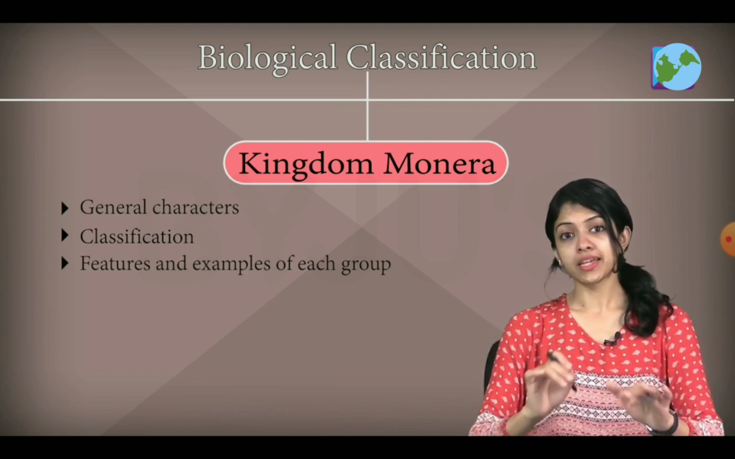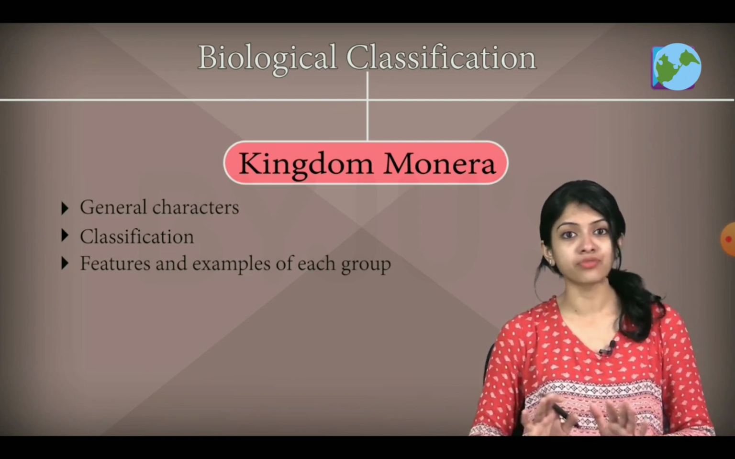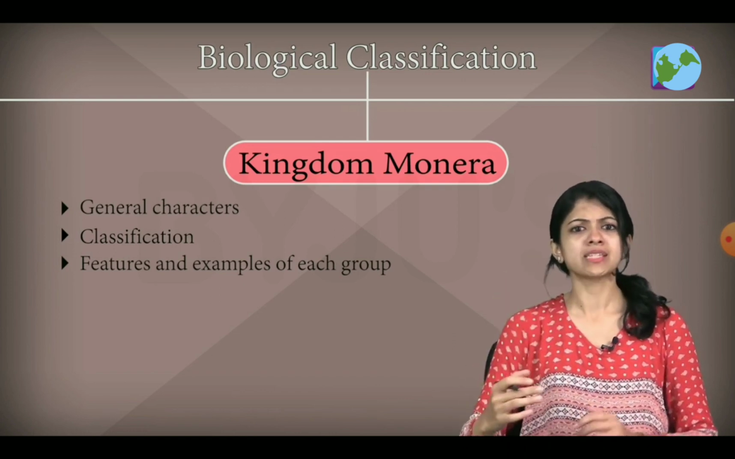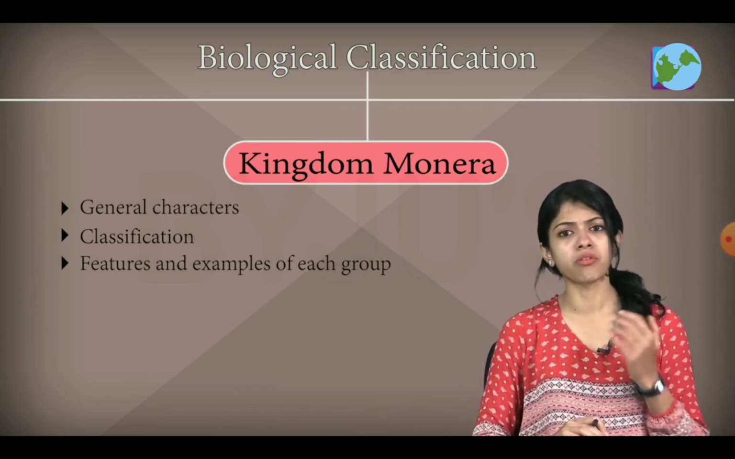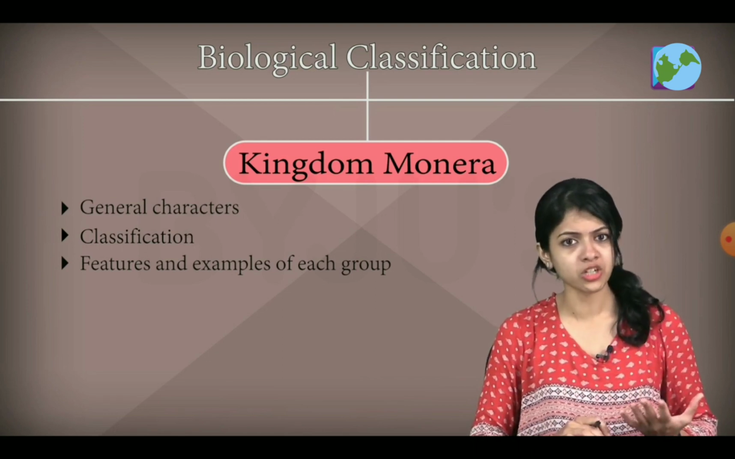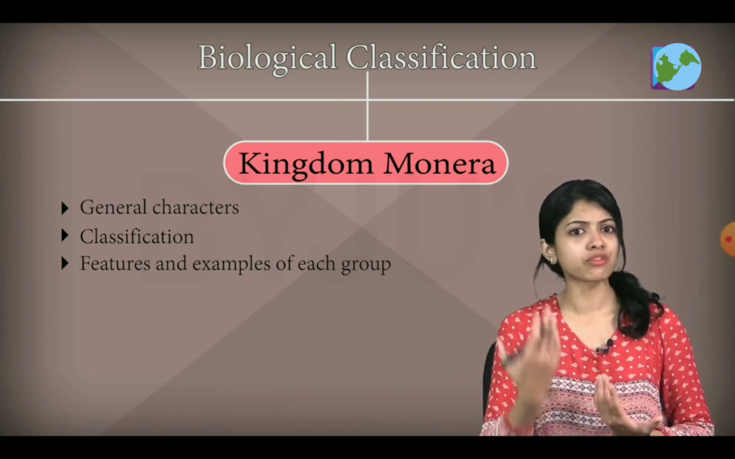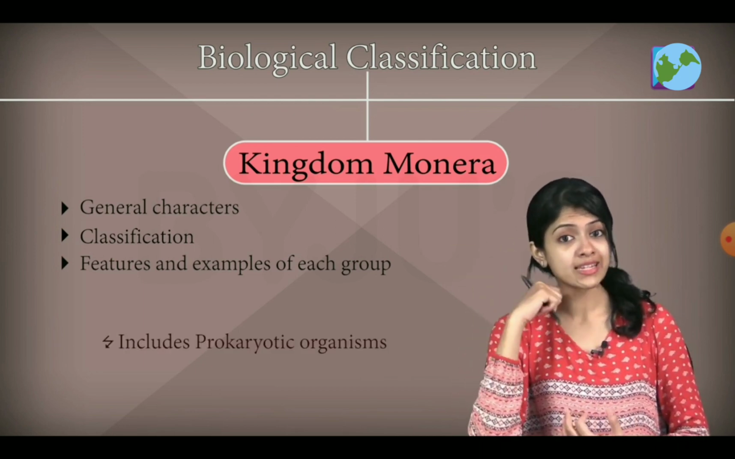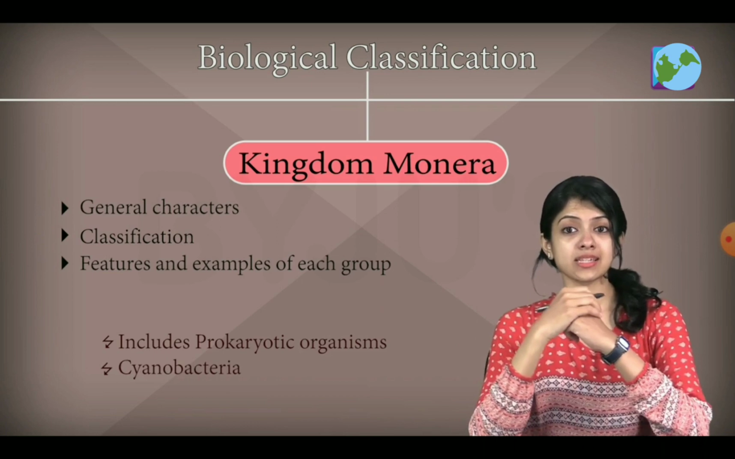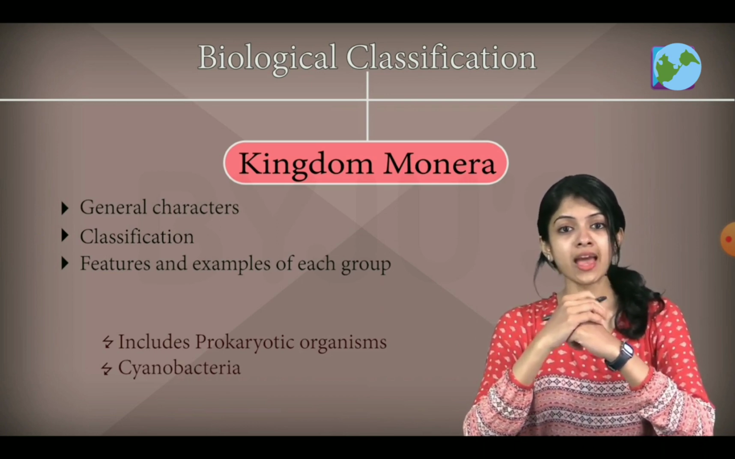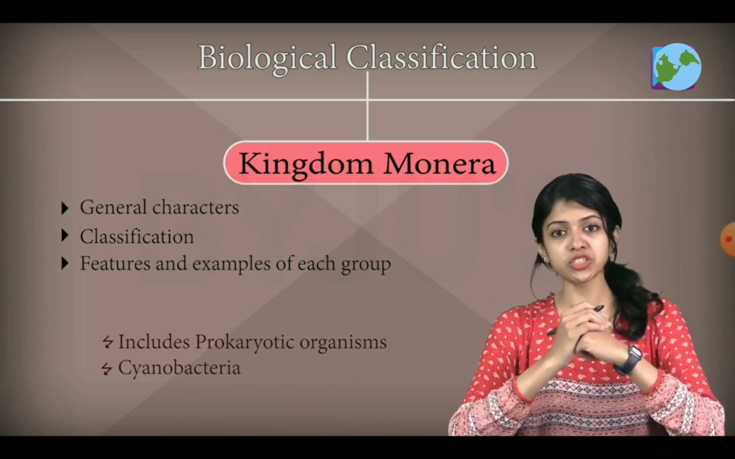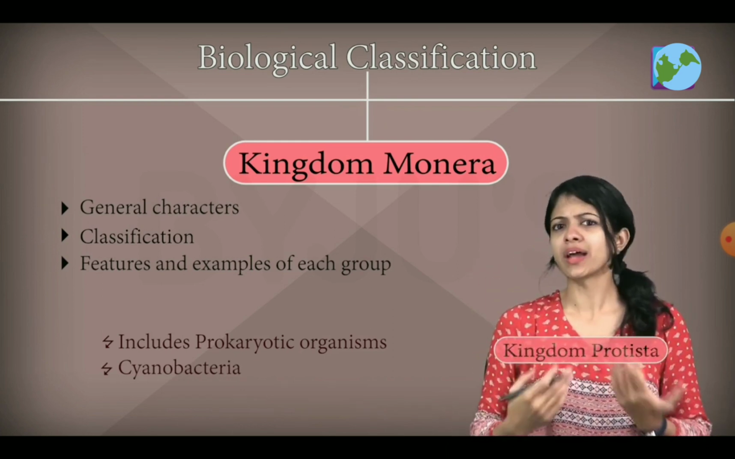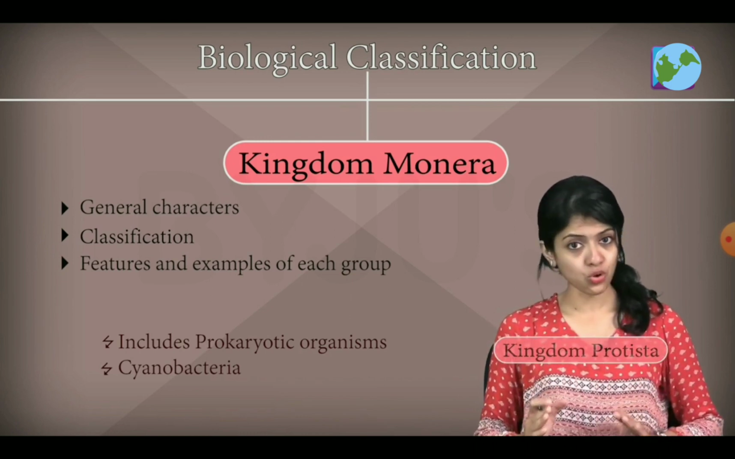And when I say general characters, I mean everything that's typical of most organisms in this kingdom, including their habitat, appearance, nutrition, reproduction, and any other major salient feature. Even the basic fact that this is the only kingdom that includes prokaryotic organisms. Cyanobacteria is also a favorite of some paper setters, and your options in such a question could include aspects from Monera and Protista, because it's one thing that people commonly tend to go wrong with.